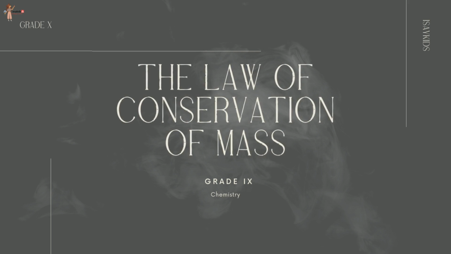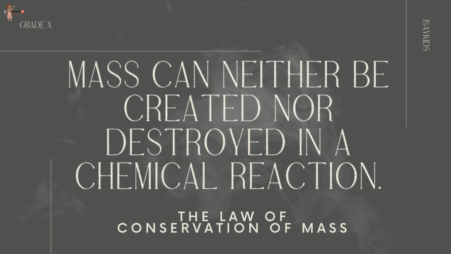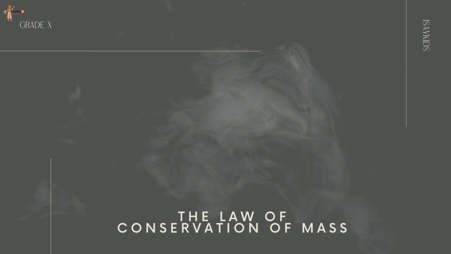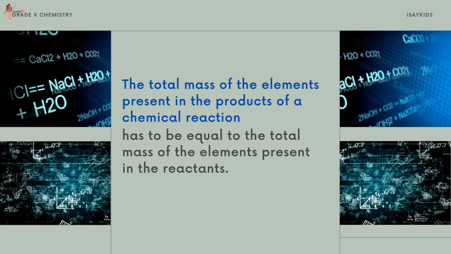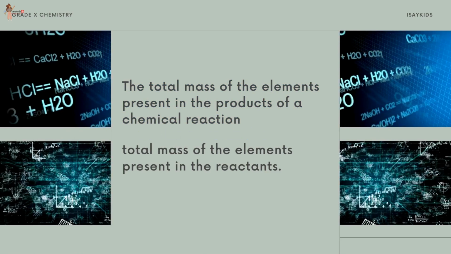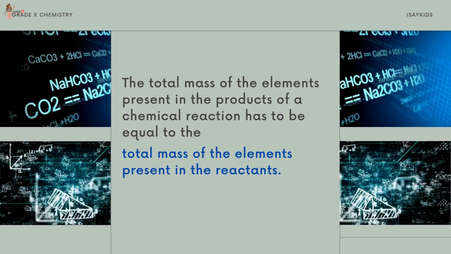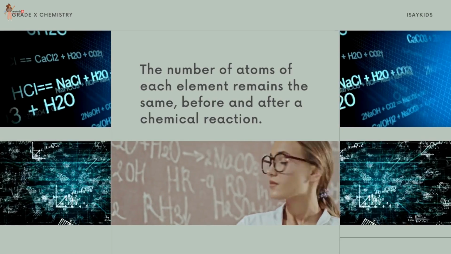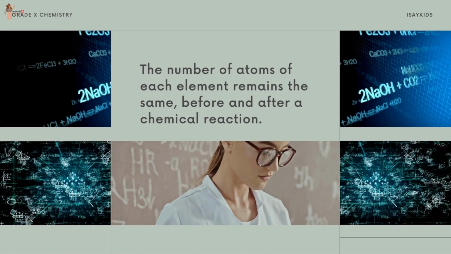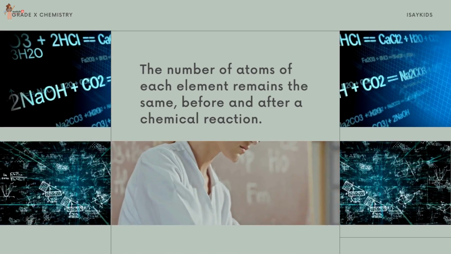Recall the law of conservation of mass that you studied in class 9. It says mass can neither be created nor destroyed in a chemical reaction. That is, the total mass of the elements present in the products of a chemical reaction has to be equal to the total mass of the elements present in the reactants. In other words, the number of atoms of each element remains the same before and after a chemical reaction. Hence, we need to balance a skeletal chemical equation.